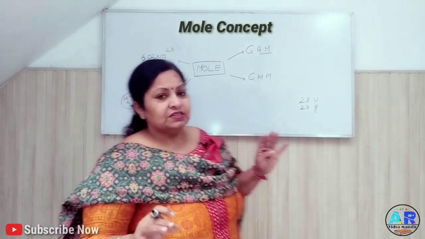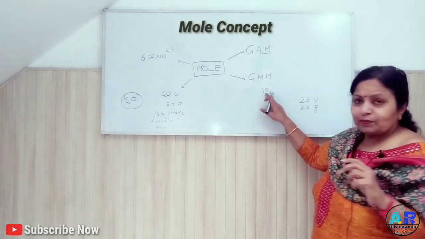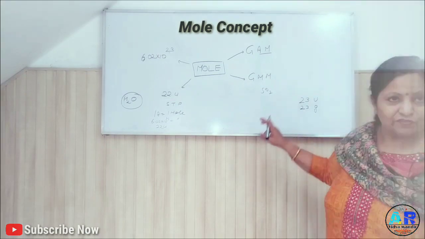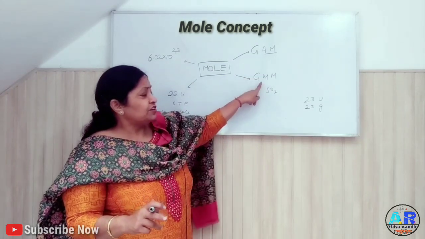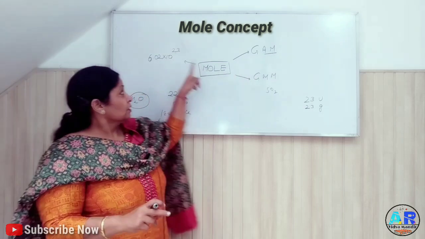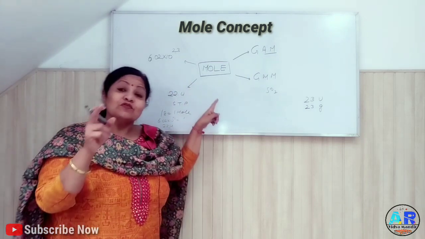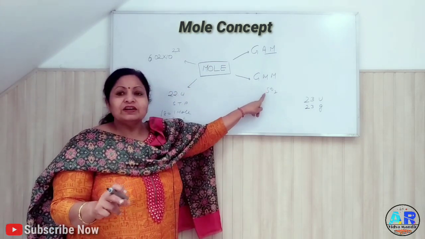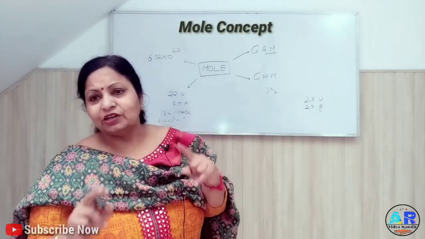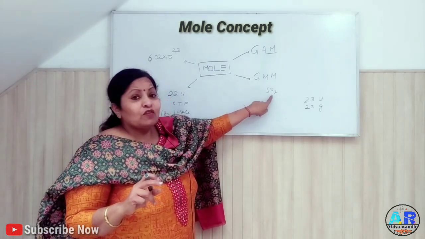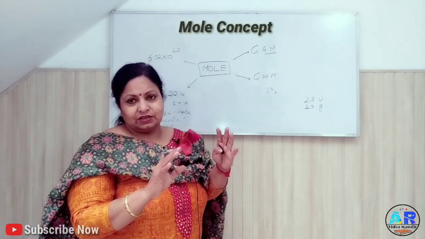Take another example. Say it is sulfur dioxide. Sulfur dioxide is SO2. Molar mass is the mass of sulfur plus the mass of 2 atoms of oxygen, and it comes out 64. If it is sulfur dioxide, 1 mole will be, in terms of GMM, 64 grams. In terms of molecules, 6.02 into 10 raised to power 23. And in terms of atoms, it will be 2 plus 1 because its atomicity is 3. What is atomicity? It is the number of atoms present in a molecule. So, when we are to find the number of atoms in a molecule, we have to multiply with atomicity.